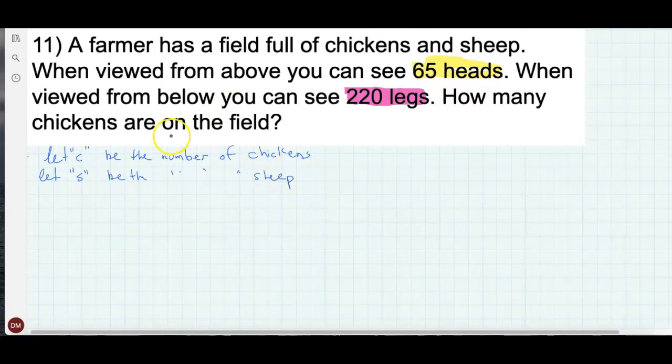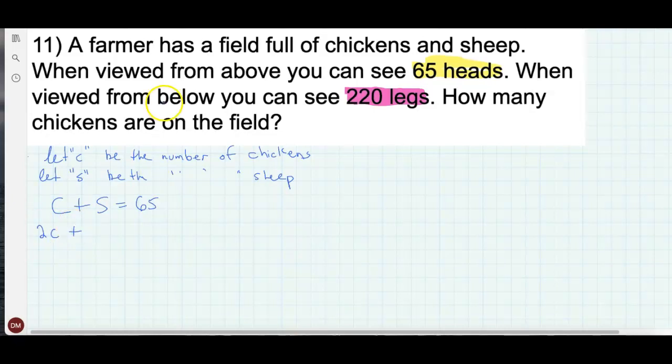Okay, so all the animals, the chickens and the sheep, add up to 65 animals, because there's 65 heads, right? And then, okay, this is a little bit different. So how do we get the legs? A chicken has how many legs? I think 2, yeah, 2 legs.